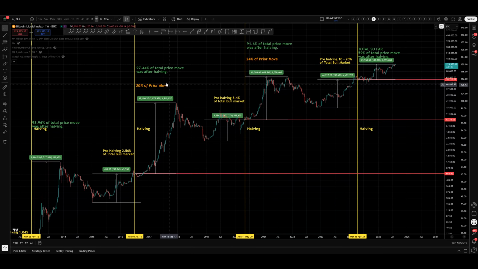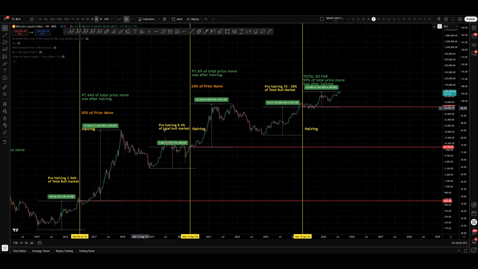I'm not sure how relevant this figure is. I think there's a little bit of interesting correlation with the following figure, but we're not really going to know if that's a relevant measurement until we see another completed cycle. But what is, I feel, relevant is the 90% plus gains post-halving, because we saw a much closer relationship here. We saw 98.96, 97.44.